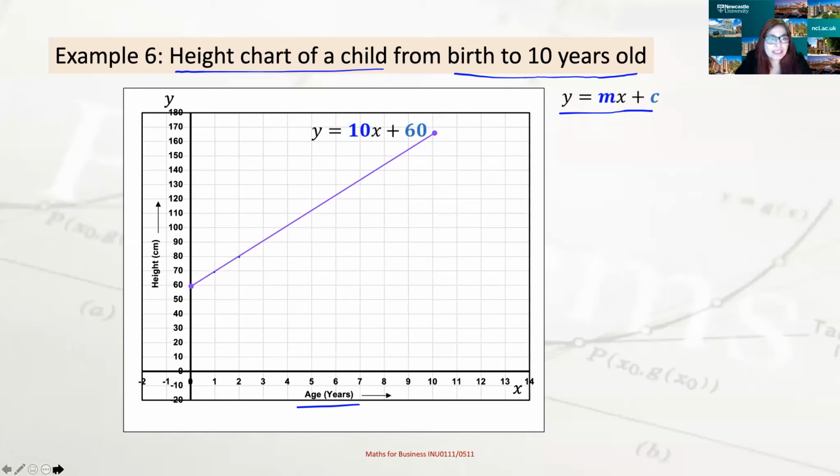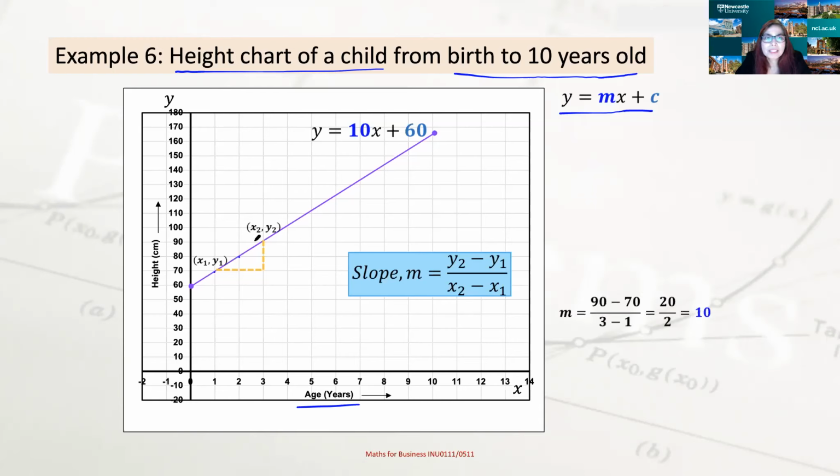Okay, let me show you how I did that, yeah? So I take any two points on the straight line, and then I can find the slope using the formula. So here I'm taking two points. For example, what is y2 here? 90, yeah? 90 minus, what is y1 here? 70. So I'm taking these two, y2 minus y1, divided by what is x2 here? X2 is 3, and what is x1 here? Look at that. That is x1, yeah? X1 is 1. So 3 minus 1 is 2. So I get the slope 10.